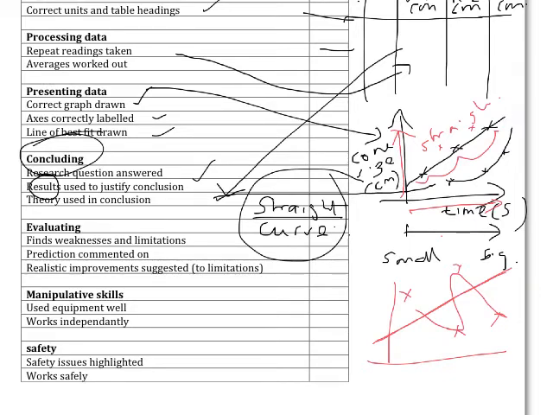The last bit, theory used in conclusion, is the last thing that we're going to do. So when you finish writing up your report, we'll go over the theory and we'll see if we can add a theory to help justify our conclusion later.